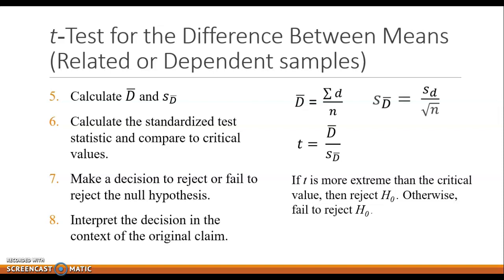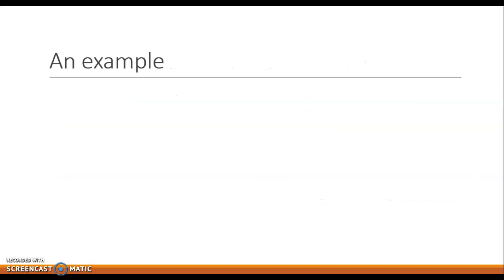That's actually pretty easy, because once you've found D bar and then the standard error of the differences, you pretty much have them. Make a decision to reject or fail to reject the null hypothesis. If t is more extreme than the critical value, then reject. Otherwise, fail to reject. And then interpret the decision in the context of the original claim. In other words, go back and talk about what it essentially means in terms of the word problem that you were given. And if you weren't given a word problem, you get to skip that.